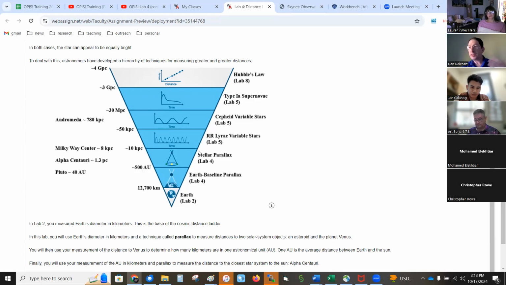Now, these are no longer parallax. This is standard candles, or standardizable candles in some cases. But with RR Lyrae, we can get completely across the Milky Way. We use them in globular clusters, etc. Cepheids, we can get to nearby galaxies, and Type 1a, we can get to farther out galaxies.